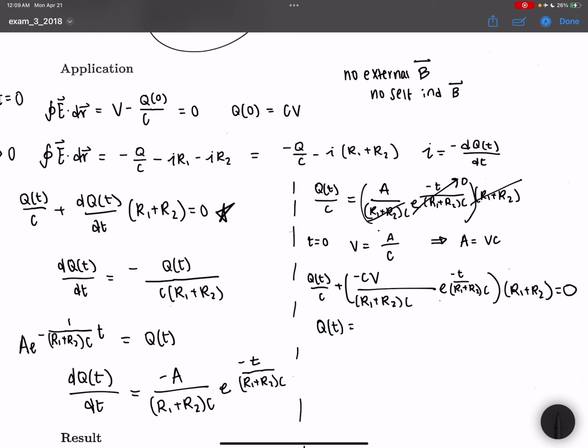So now you can cross everything out and solve for Q. That goes away. That goes away. The C's cancel. Perfect. I'm going to write this a little lower just for visual purposes. Q of T equals V, positive, because you're adding it over to the side. CVE to the negative T over C.